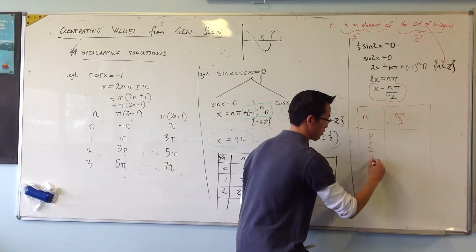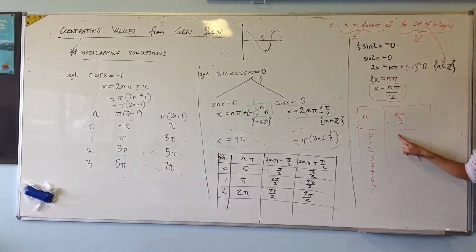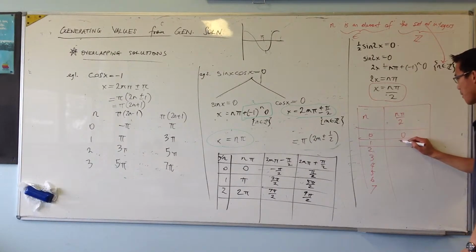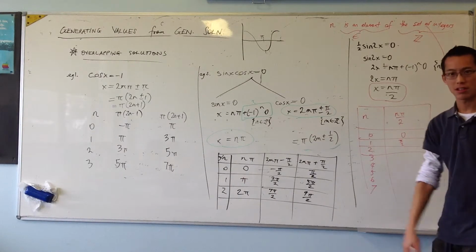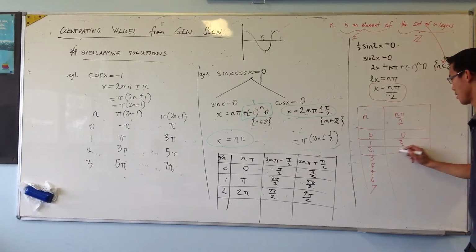0, 1, 2, 3, 4, 5, 6, 7. Let's go all the way that far. So when you put in 0, you get 0. You put in 1, you get pi on 2. You put in 2, you get 2 pi on 2, which is pi. I am seeing a pattern.